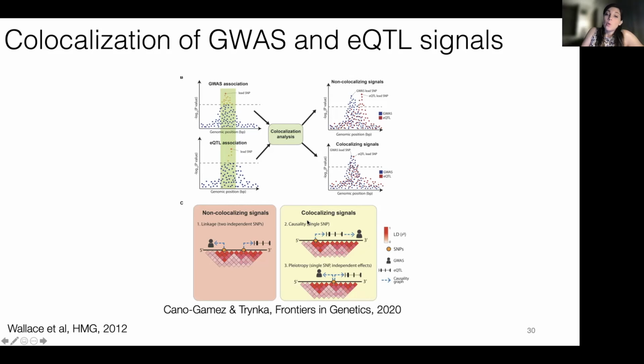And if things co-localize, it could mean causality, which is what I just said, that this single SNP might be influencing the gene expression, or it could be pleiotropy. We could have a single SNP that is doing independent things. The outcome might be one thing, and the gene expression, eQTL, might be another.